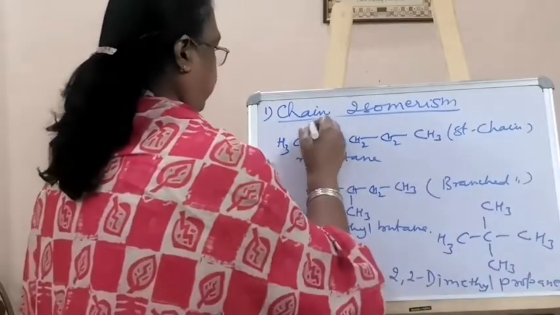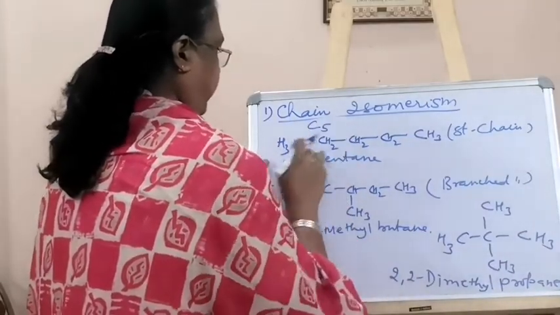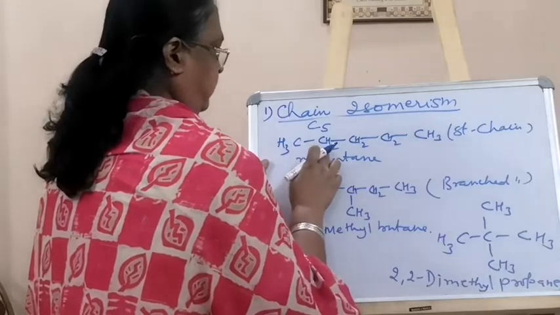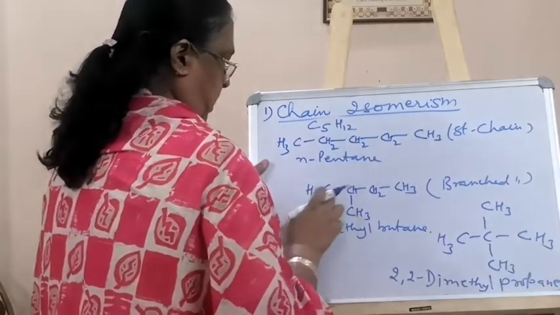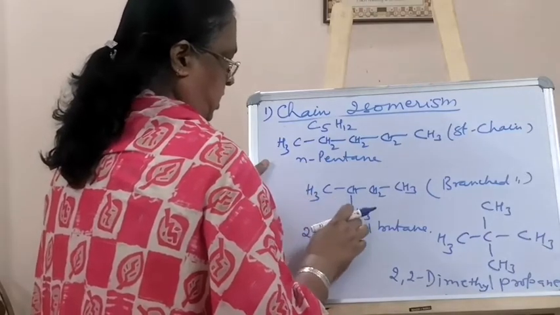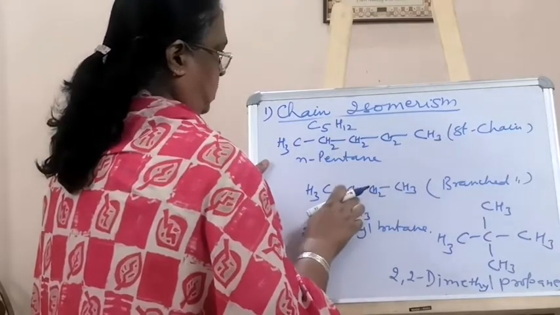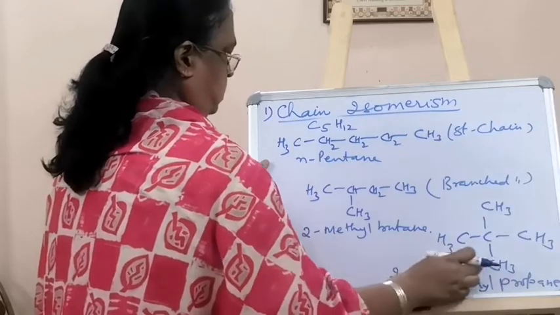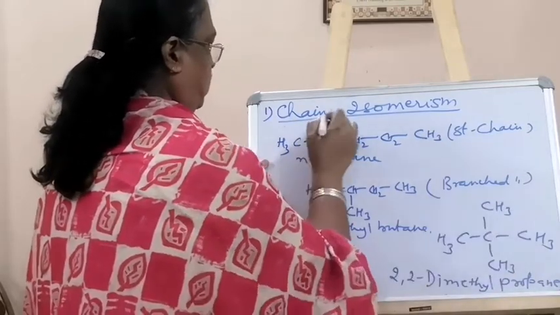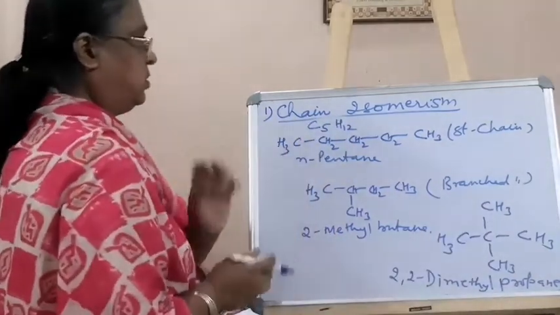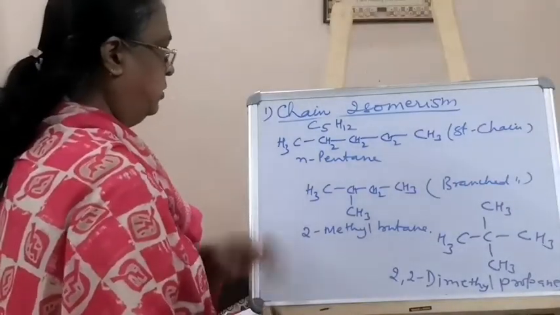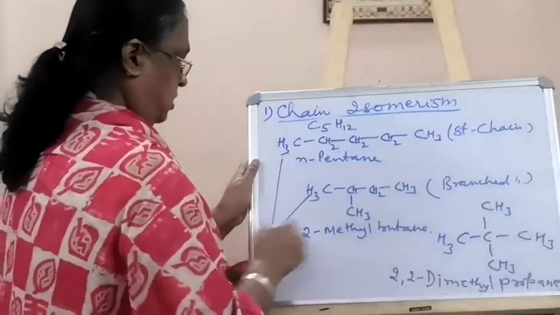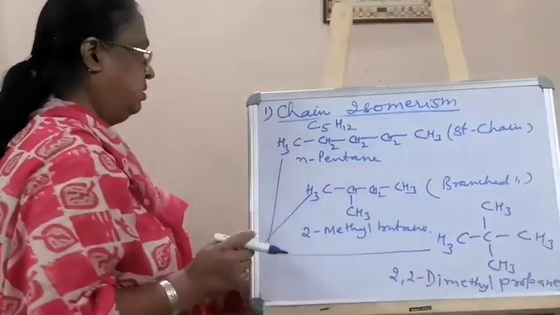So what is the formula? Carbon 5, 3 to 5, 3 to 5, 10 and H12. Here also 3, 3, 6, 3, 9 and 3, 12. So molecular formula is same. Structure formula are different. And so these three are chain isomers.